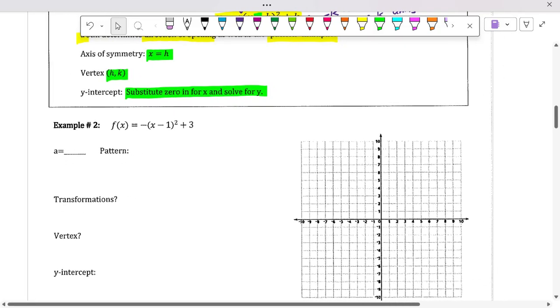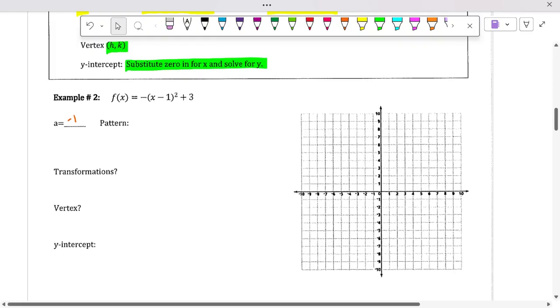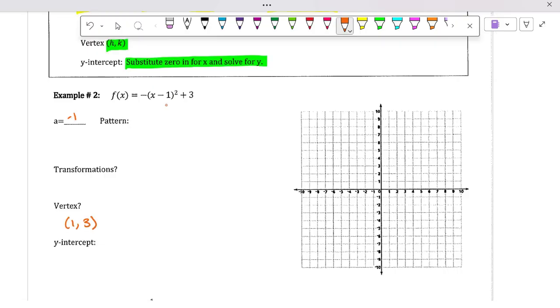So let's try some more examples. First off, what is my a value here? -1. And we'll come back to the pattern in just a second. What is my vertex? 1, 3. So we switch the sign here because it's in its natural form. It still has the minus, so that means the 1 has to be positive, and then the 3 just remains whatever sign it is.